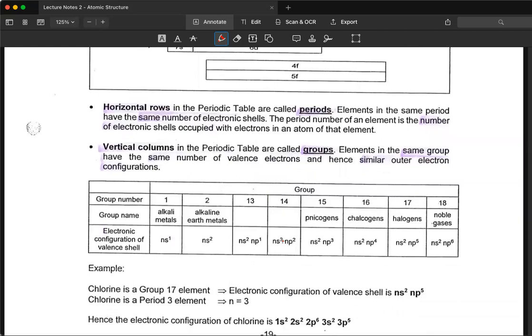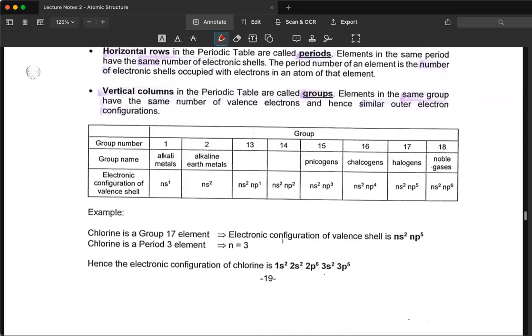For group 1, we call them alkali metals. Group 2, alkaline earth metals. Groups 15 and 16 have less familiar names, just for information. Group 17 is halogens, group 18 is noble gases.